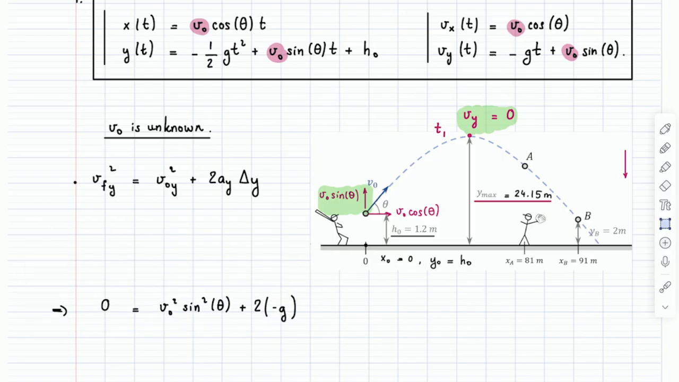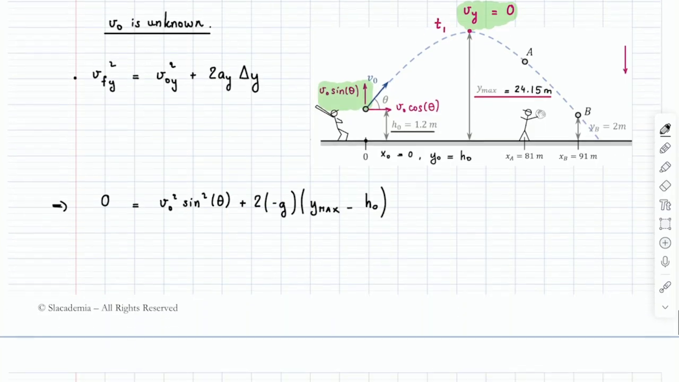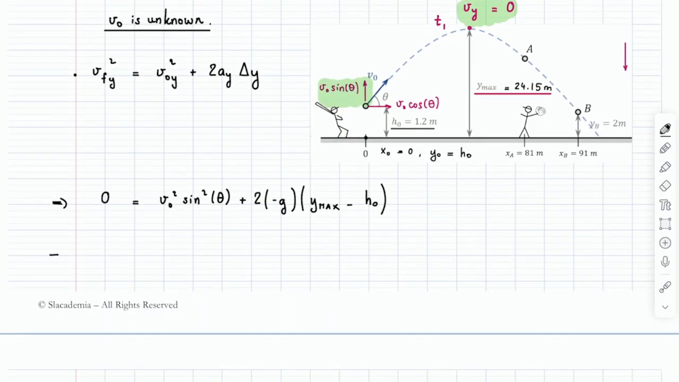Let me move down here. And then what's delta y? Well, delta y is the change in y. Your final y at the very top is y max, minus your initial y, which is actually h naught, not 0. So what do I get? I get v naught squared sine squared of theta is equal to 2g times y max minus h0.